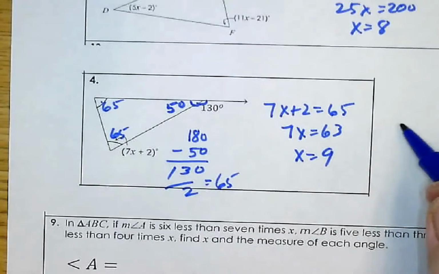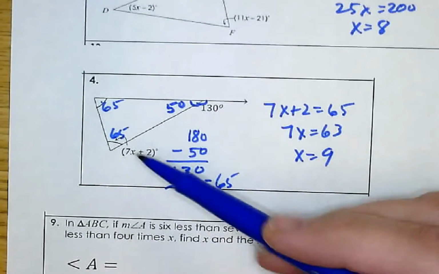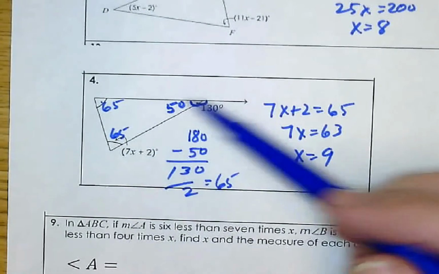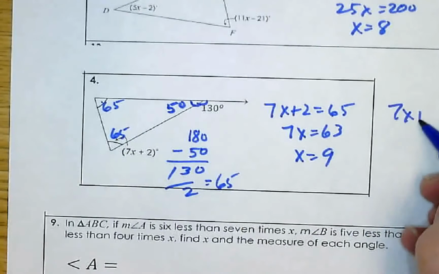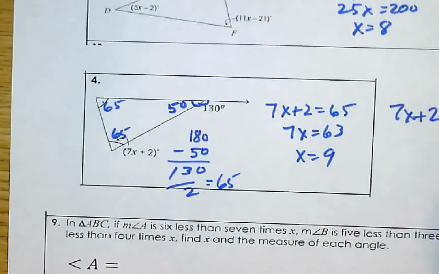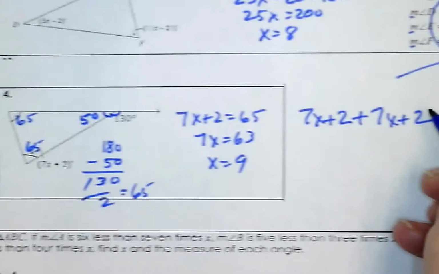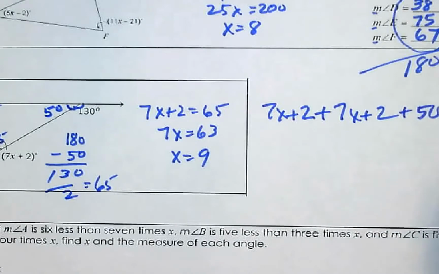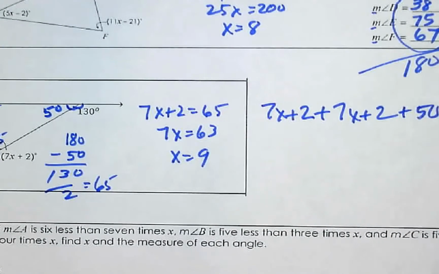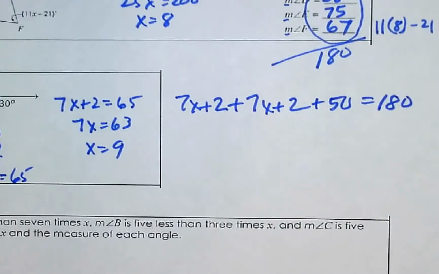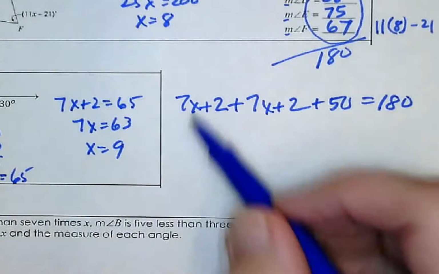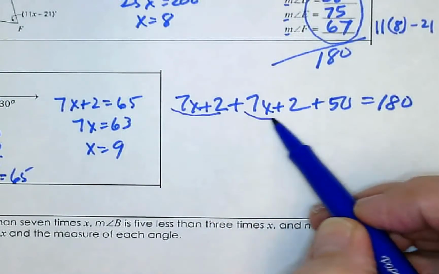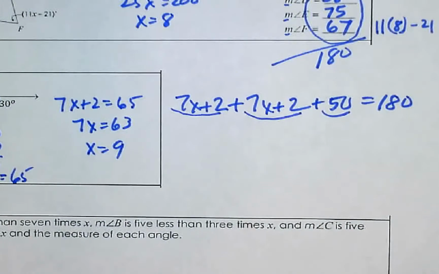Let me show you that equation for the other one before I got the 65. I have one angle that's 7x plus 2. I have another angle that's 7x plus 2. And then I have a third angle inside the triangle that's 50. So there's my equation that I would use to help me find x. Again, there's my three angles inside the triangle that are going to total 180.